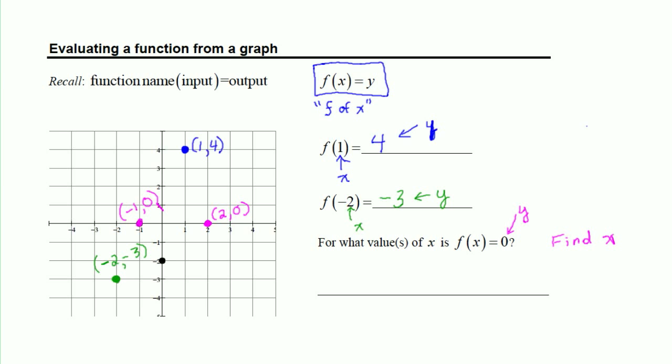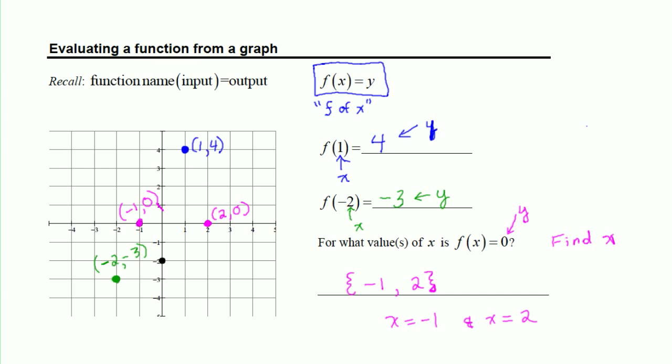And so my two values, which I can write in roster notation, would be negative 1 and 2. There are a few different reasonable ways to write this. We could just say x equals negative 1 and x equals 2. That would be also an acceptable form for our answer.